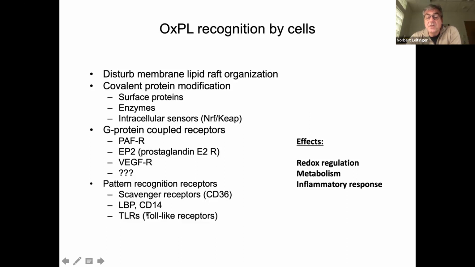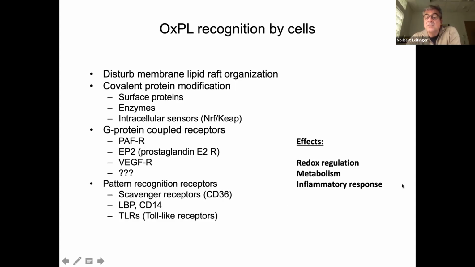And then there is a bunch of pattern recognition receptors that possibly on immune cells recognize these oxidatively modified lipids as danger signals. And among those, as I already mentioned, CD36, Valery Bochkov has shown that LPP and CD14 are receptors for oxidized phosphatidylcholines, thereby interfering with the LPS toll-like receptor 4 pathway. And we and others have shown that toll-like receptor 2 may be involved in signaling induced by the lipids, but that may also be a function of CD36 being linked to toll-like receptor 2.